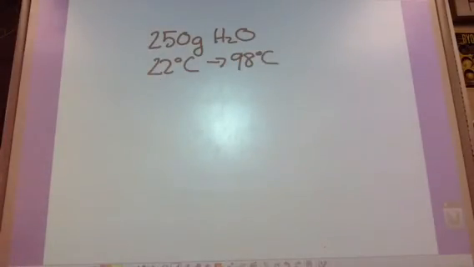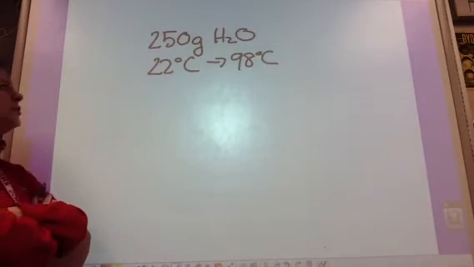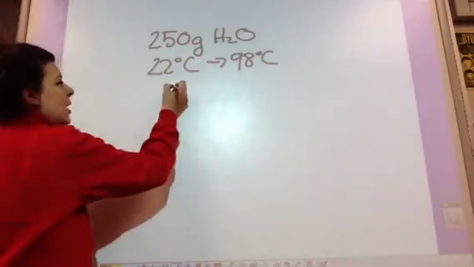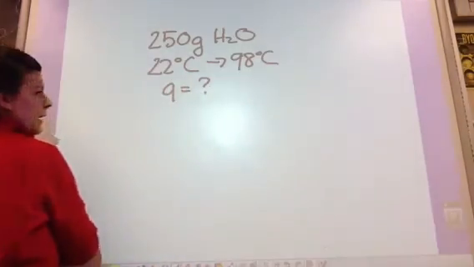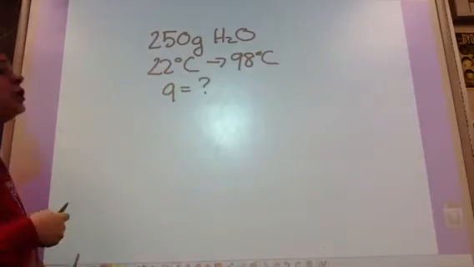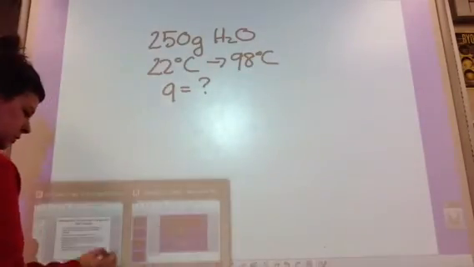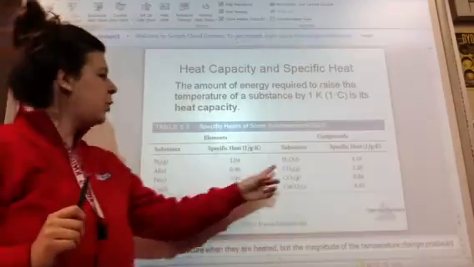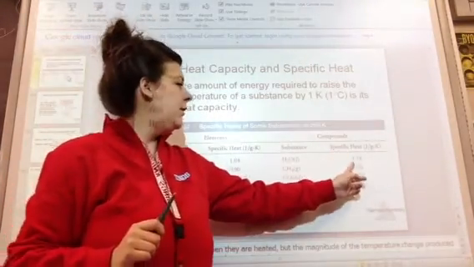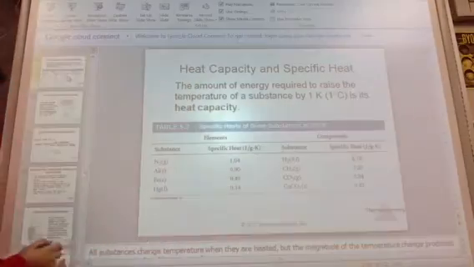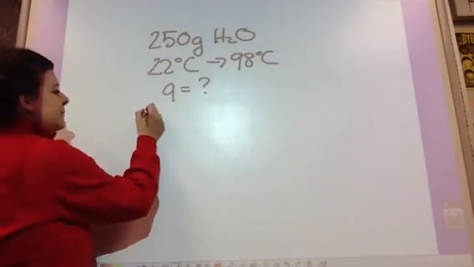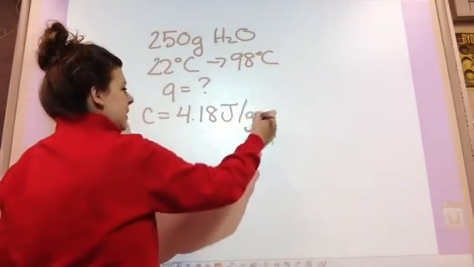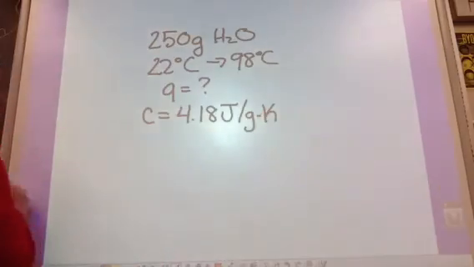So we moved from 250 grams of water and 22 degrees Celsius to 98 degrees Celsius, and I want to know how much heat. So I'm looking for Q. I know from my previous table with the specific heats that liquid water has a specific heat of 4.18 joules per gram Kelvin. So I'm going to write that. My C equals 4.18 joules per gram Kelvin.